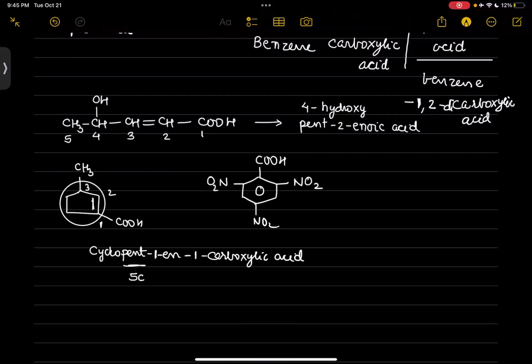Use the suffix carboxylic acid for cyclic. And whatever the side chains or junior functional groups are there, they are going to come in the prefixes before the name of the word root. Okay. And this is 3-methyl. Got it? So I hope this is clear to everyone. Next question.